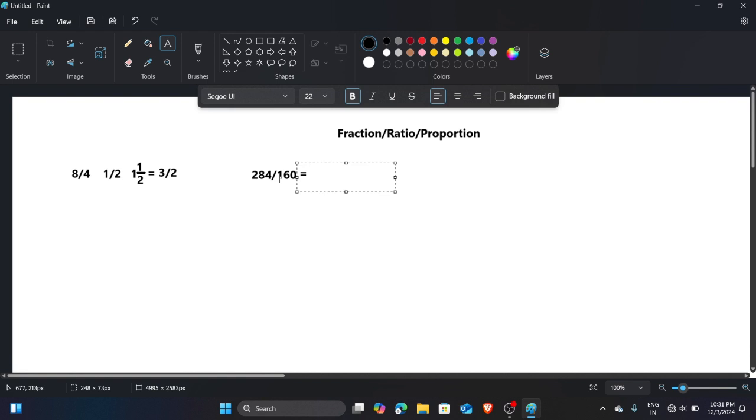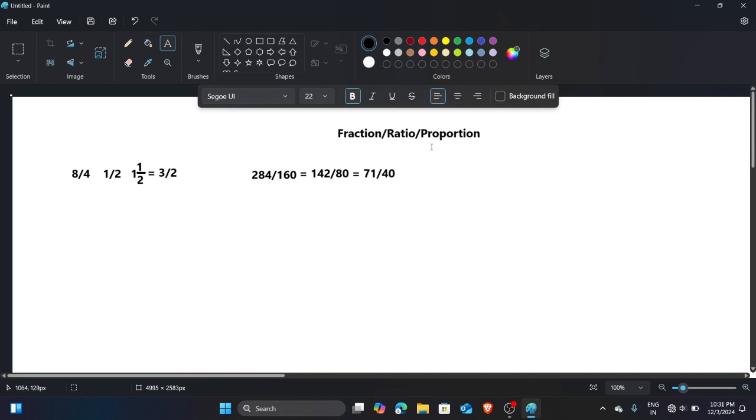When we divide it by 2, it is nothing but 142 divided by 80. We can divide it further, so it is like 71 divided by 40. Now we can't divide this number any more. Why? Because in this case it is a fraction. Now we have converted it to a proportion.